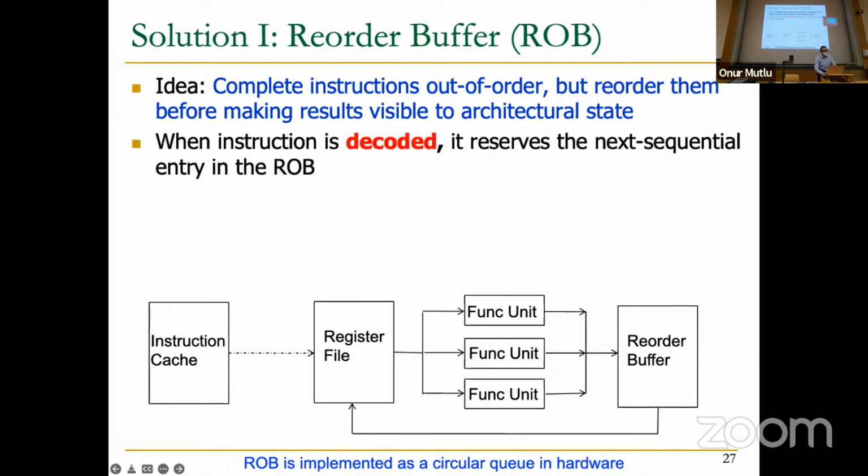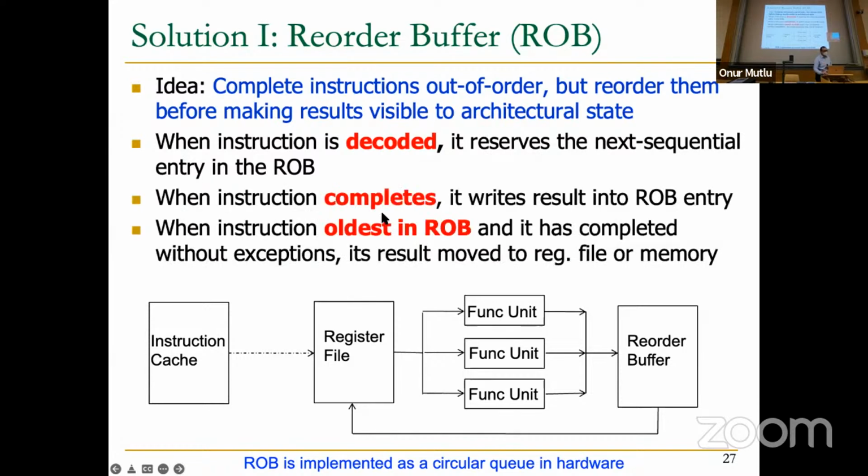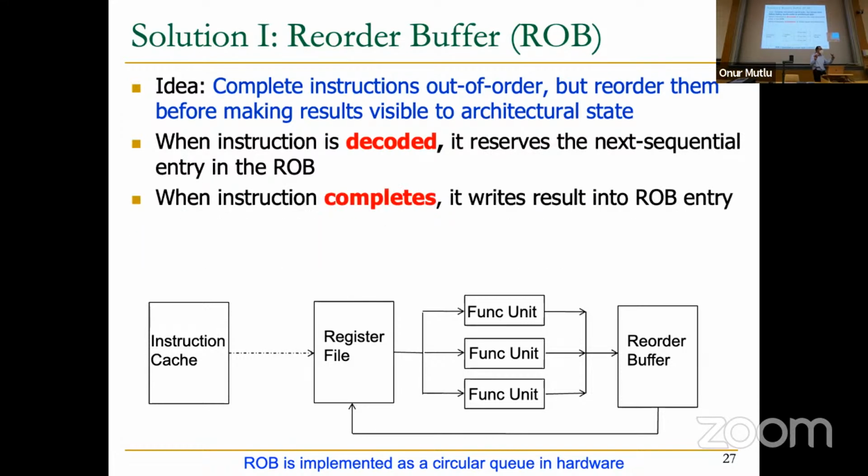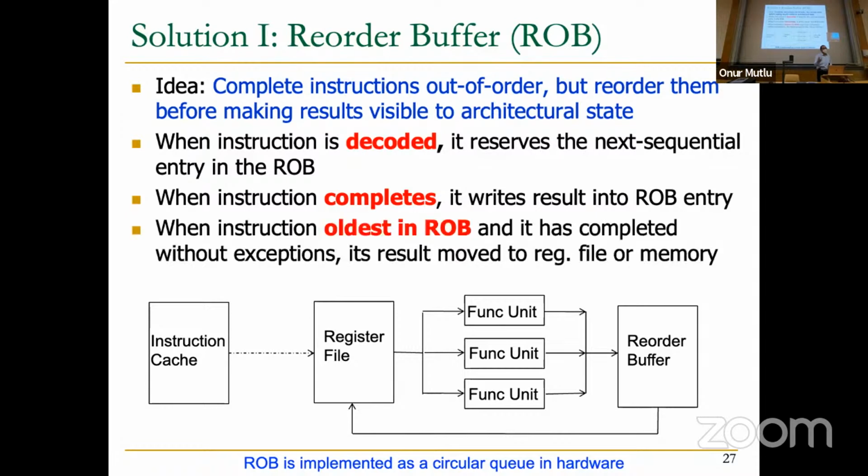So hopefully that's clear. Let me give you the process quickly. Instructions are still decoded in order. When an instruction is decoded, it reserves the next sequential entry in the reorder buffer. It basically writes its information into the reorder buffer, saying, this is the instruction, and I'm going to produce this destination register ID, for example. When it completes, it writes the result into the reorder buffer entry. I produce the result, let's say value 500 for this destination register ID, and write it into the reorder buffer. And the reorder buffer keeps checking the oldest instruction in the reorder buffer.